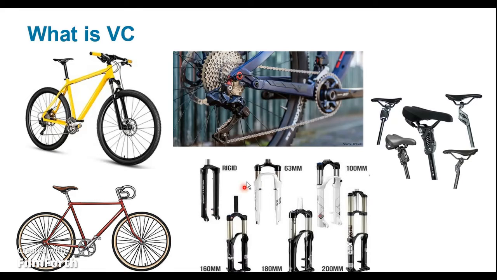So let's say here in this example we have the suspension type as rigid, and again we have 4 or 5 options like 63 mm, 100 mm, 160 mm, or 180 mm.